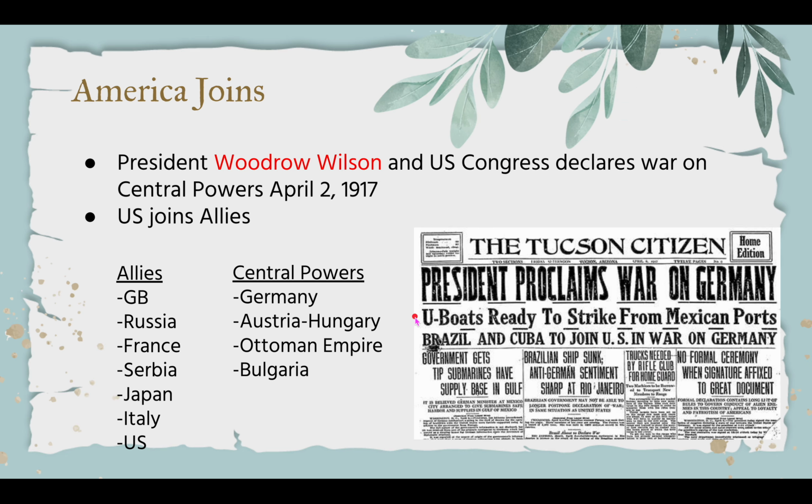President Woodrow Wilson and U.S. Congress declare war on the Central Powers on April 2nd, 1917. So now the U.S. joins the Allies. So we have Great Britain, Russia, France, Serbia, Japan, Italy, and the U.S. under the Allies. And then we still have Germany, Austria-Hungary, Ottoman Empire, and Bulgaria in the Central Powers.